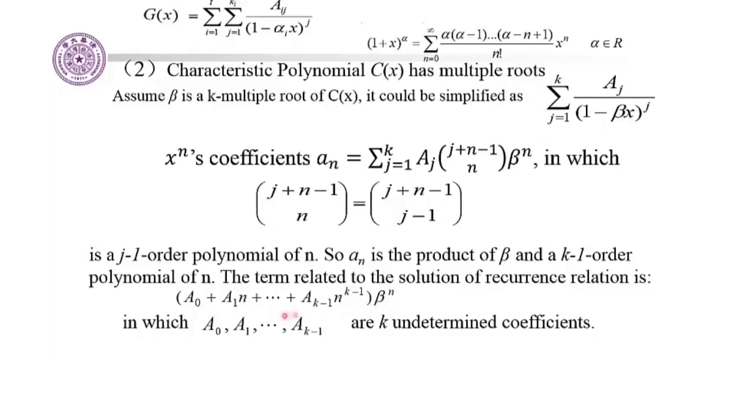Beta to the nth power is written here as a characteristic root. And where is the coefficient? It becomes a k minus 1 power polynomial about n. The coefficients of the terms are undetermined coefficients. They are a0, a1 until ak minus 1. In summary, if the characteristic polynomial has root beta of multiplicity k, we could write the general term of the recurrence relation directly as beta to the nth power multiplied by a k minus 1 power polynomial about n.